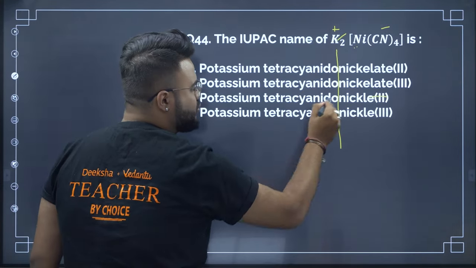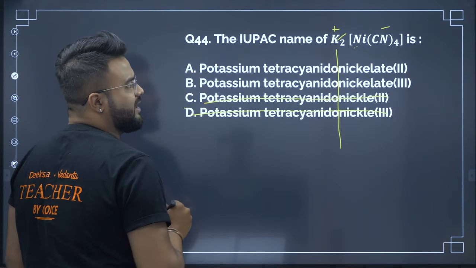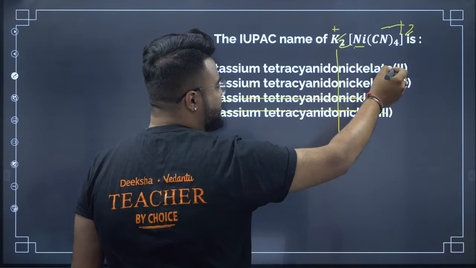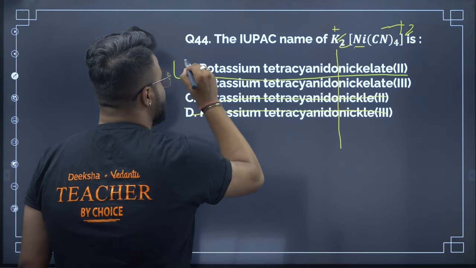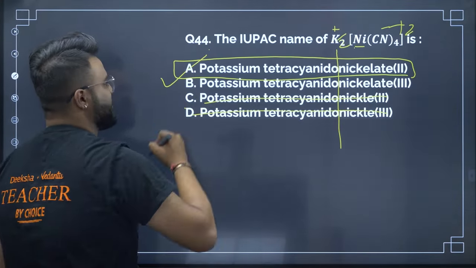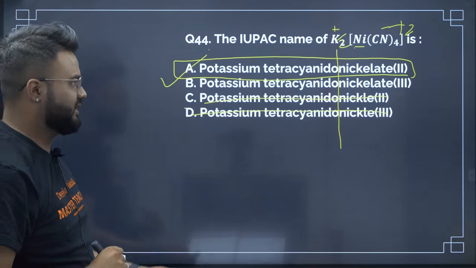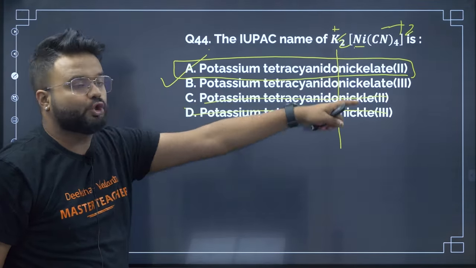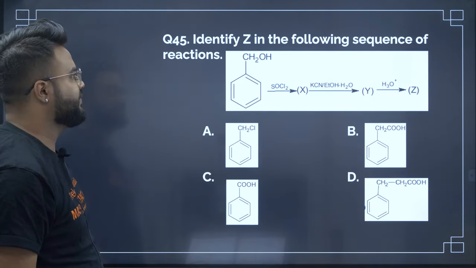So, here these two options go off. Then, coming back to the oxidation state, it is 2. Therefore, it will be minus 2. Therefore, your correct answer will be option A, not 3. So, it is potassium tetracyanidonickelate(II), which will be your correct IUPAC name.